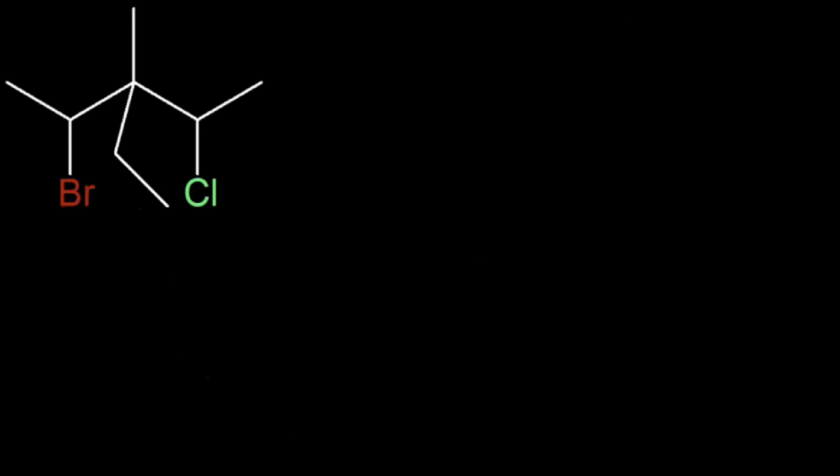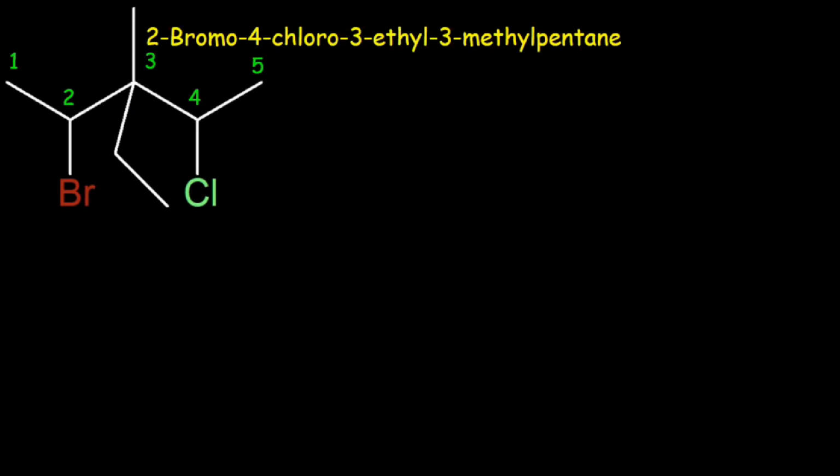So this is another example. Firstly, number the heading part 1, 2, 3, 4, and 5. The name of the molecule would be 2-bromo-4-chloro-3-ethyl-3-methylpentane. Right? Follow the alphabetical order.